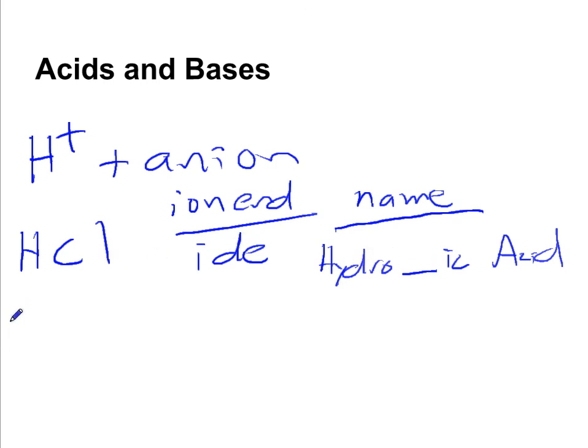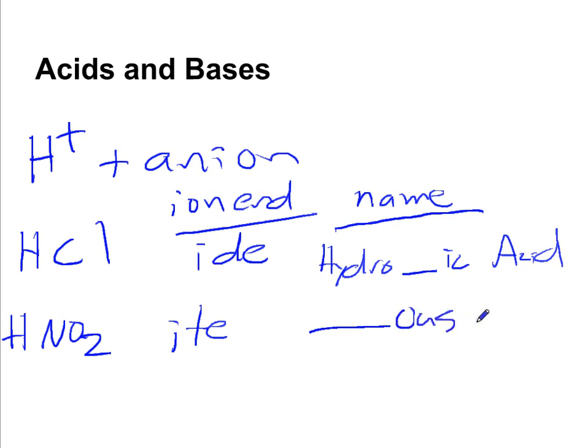We could combine a hydrogen ion with a nitrite, NO2. +1, -1, this is still canceling out. Nitrite ends in an ITE. So the way we change hydrogen nitrite to make it an acid, we don't put a hydro on the front, we just have the name and we change the ending to an OUS, acid. So instead of being hydrogen nitrite, this is nitrous acid.